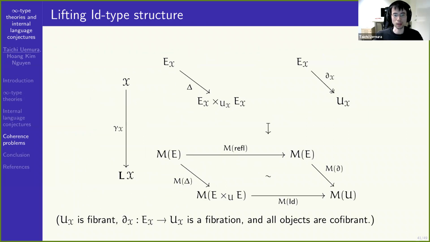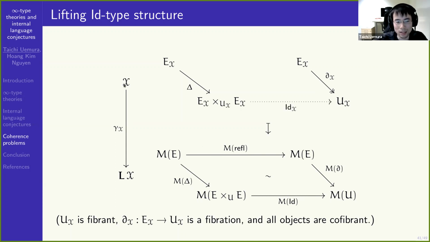Then we construct the lifting identity type structures. So the situation is like this. We have a fibration which is mapped to this representable map. And because M is a model of identity types, we have a homotopy commutative square like this. So we want to lift these morphisms to the morphisms in X.